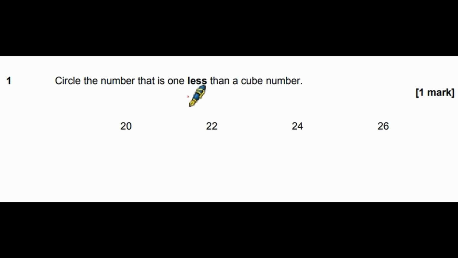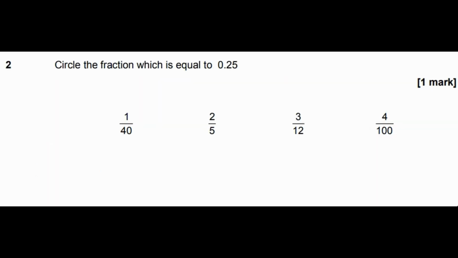It asks us to circle the number that is 1 less than a cube number. Don't forget, a cube number is found by multiplying a smaller number by itself 3 times. These are not very large numbers, so start with a low number. Maybe start with 2: 2 times 2 times 2 is 8. 1 less than 8 would be 7, so that can't work. Let's have a look at 3. 3 times 3 is 9, times 3 is 27. Take away 1 from 27, we get 26, and there it is. Our answer is 26.